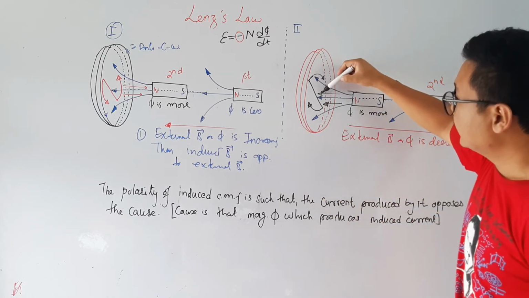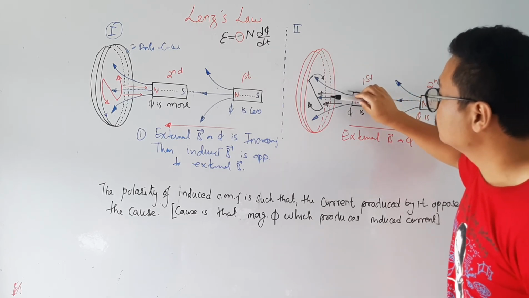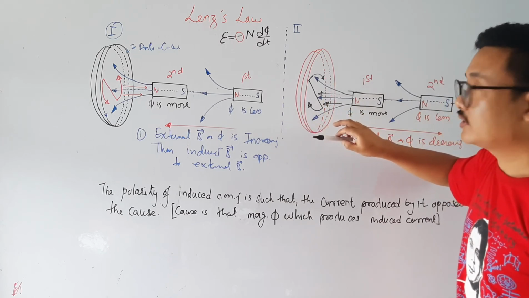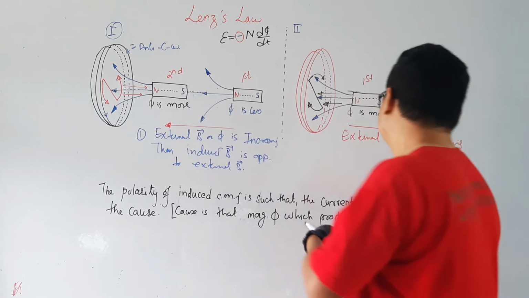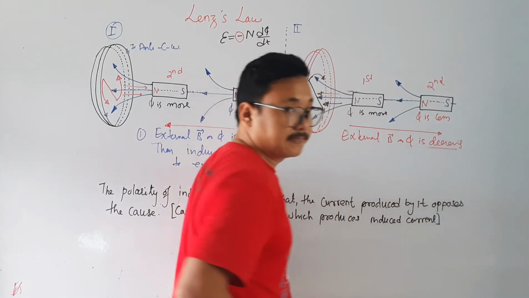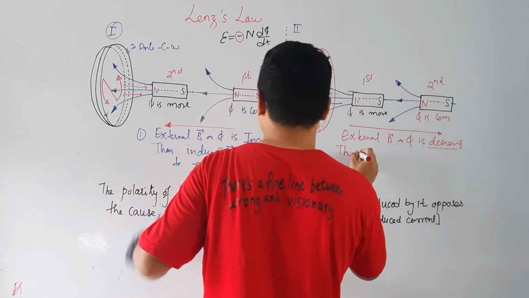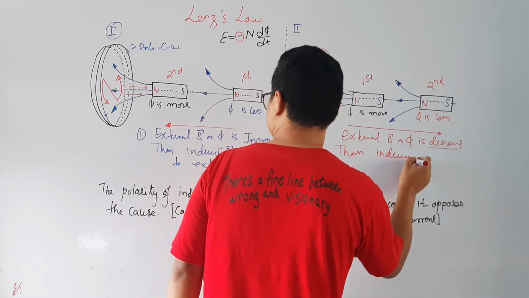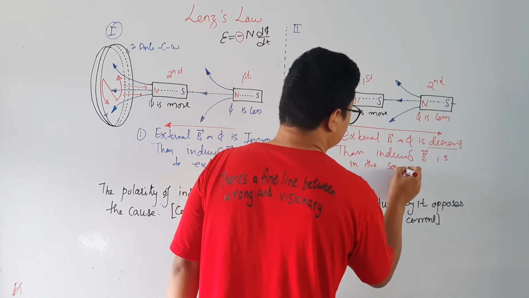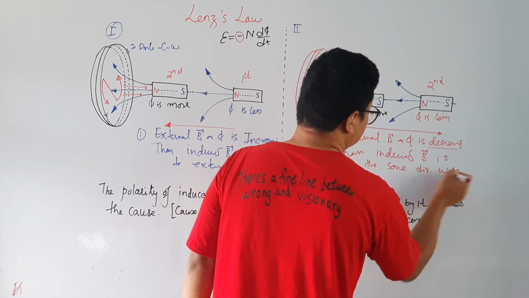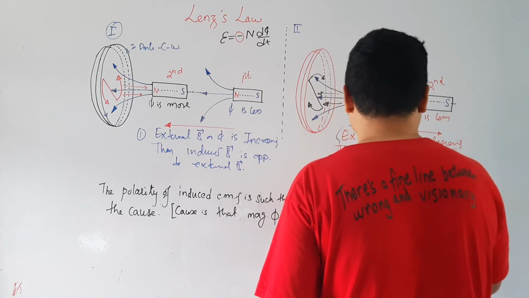Now, what is the direction of the magnetic field? Are they the same or opposite? The external magnetic field is blue here, and the magnetic field produced by the induced current, that is black, is also in the same line. So whenever the external flux is decreasing, why was it decreasing? It was decreasing because it was going away. Then same as this, the induced magnetic field is in the same direction as the external magnetic field.